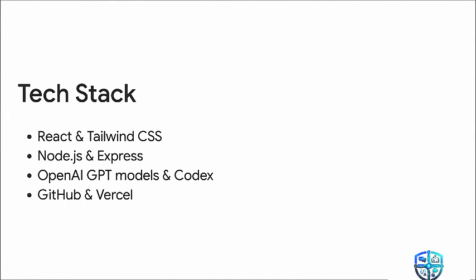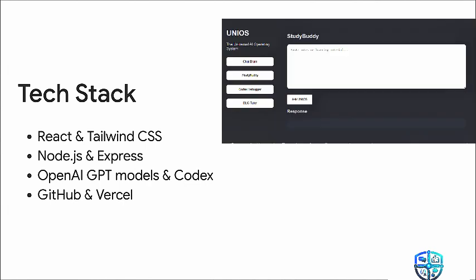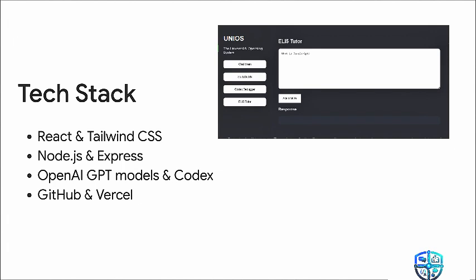The backend is powered by Node.js and Express, but the actual brains of the operation, those are OpenAI's GPT models along with Codex, which, fun fact, they actually used like a copilot to speed up their own coding process. And naturally, they used GitHub for version control and Vercel to deploy the whole thing to the web.